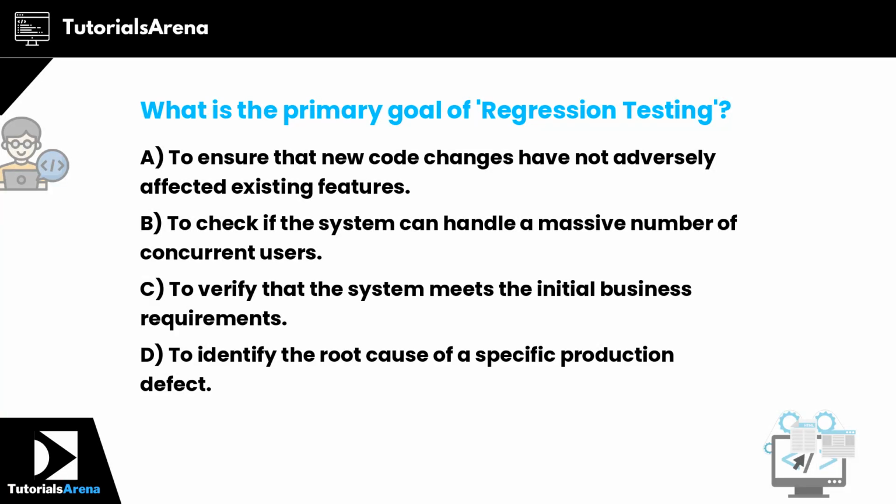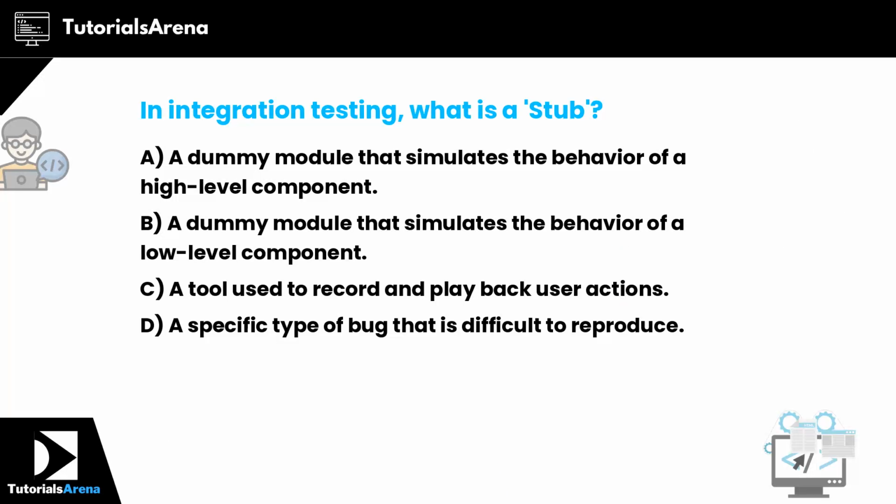What is the primary goal of regression testing? The correct answer is option A. To ensure that new code changes have not adversely affected existing features. In integration testing, what is a stub? The correct answer is option B. A dummy module that simulates the behavior of a low-level component.